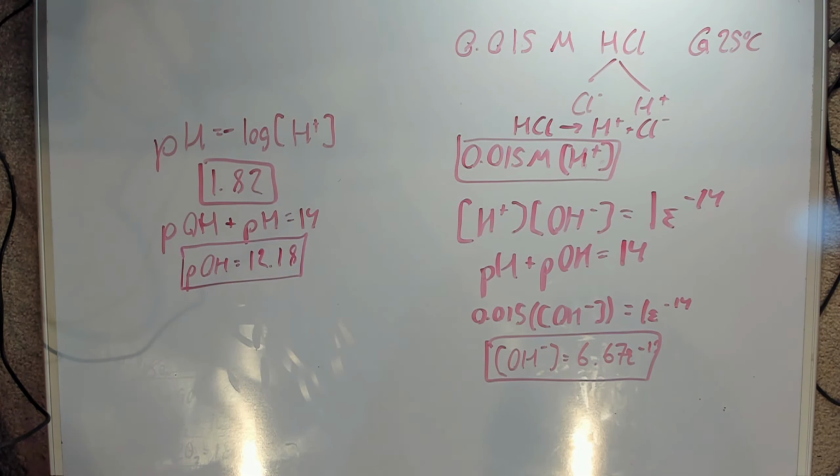So when you're on the pOH scale, everything just flips around. Low numbers equal strong bases, and high numbers equal strong acids on the pOH scale. So obviously, again, this is a strong acid. It should have given us redundant results.